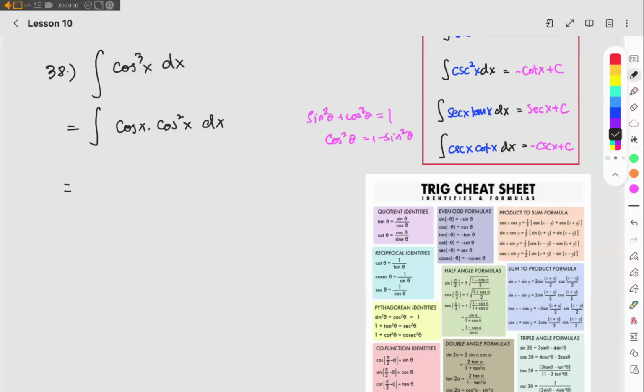So the integral of cosine of x times 1 minus sine square of x dx. You already know this, right? Now that you have this, all you need to do is what? Let u be equal to sine of x, and du be equal to what? What's the derivative of sine of x?